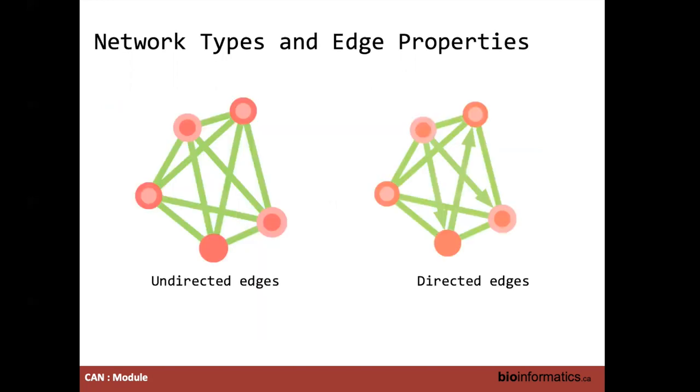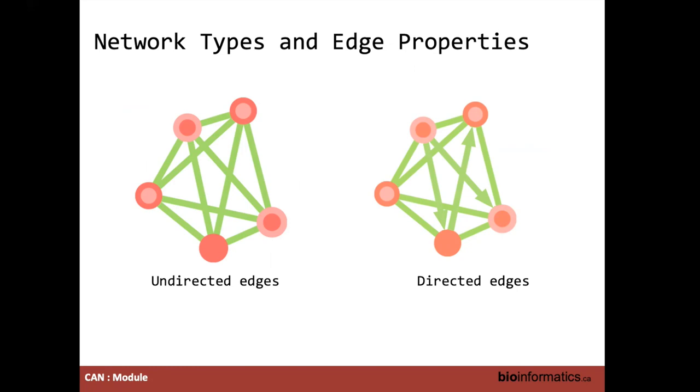Now, the first, on the left, is the undirected edge. And this type of edge is found in, say for example, a protein-protein interaction network. It's a simple connection between the nodes without any additional information. And typically the evidence behind the relationship only tells us that protein A binds protein B.